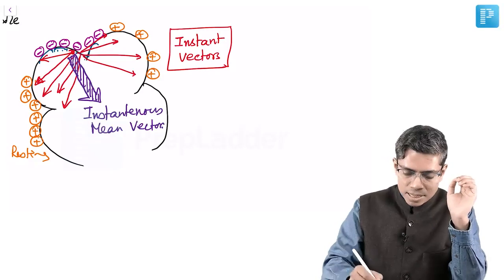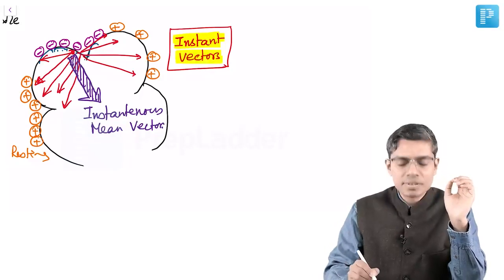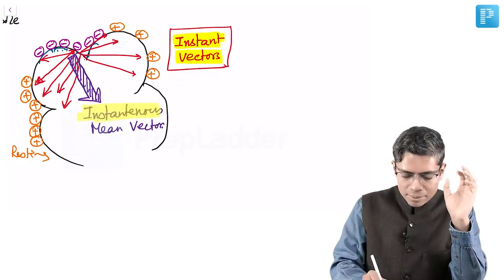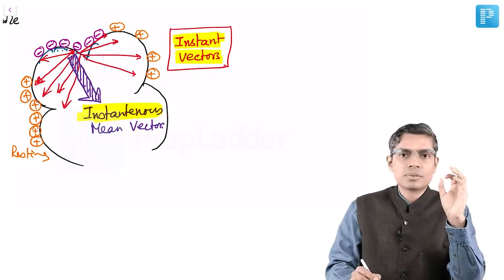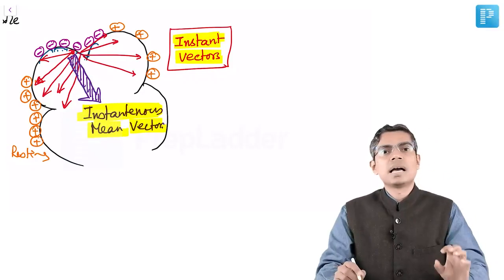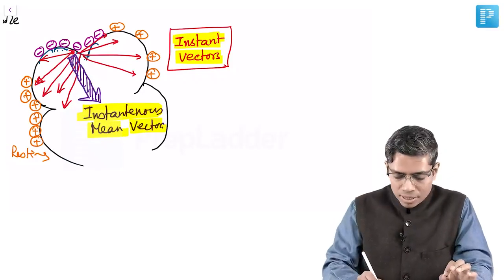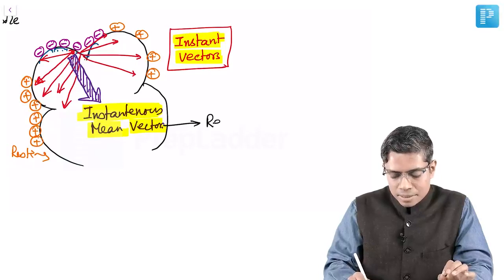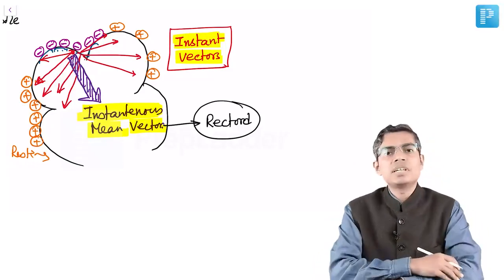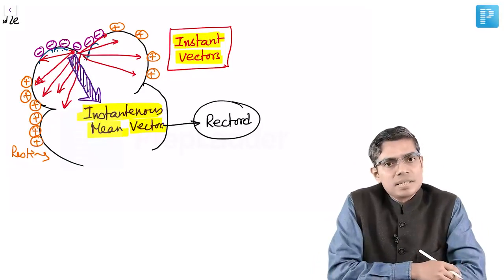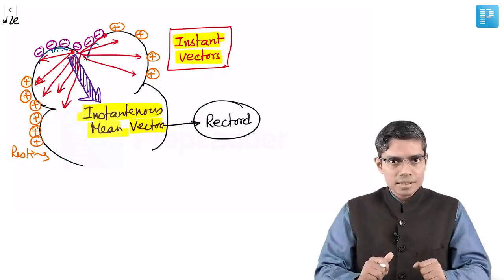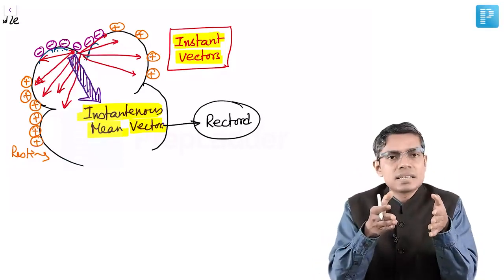Please remember, instant vectors are all the small vectors created at any instant, and if you take the mean or average or the summated version of them, that is known as the instantaneous mean vector. Getting my point? And ECG machines record the instantaneous mean vector only. So this is what is going to be recorded by the ECG machine. Whenever the atrium muscles are depolarized, there will be creation of a different instantaneous mean vector.